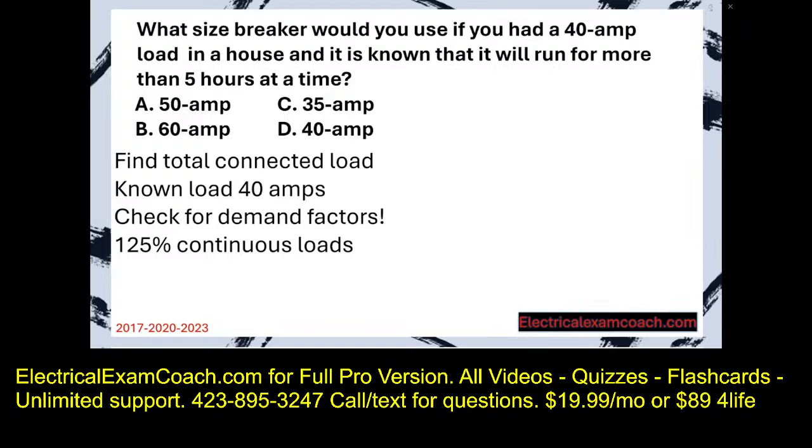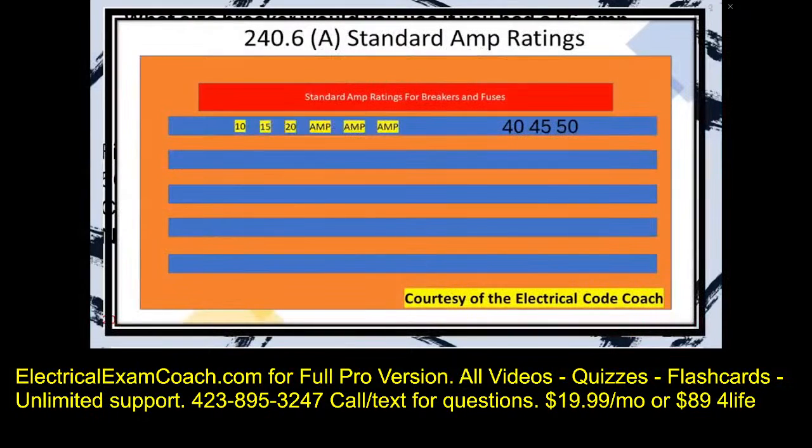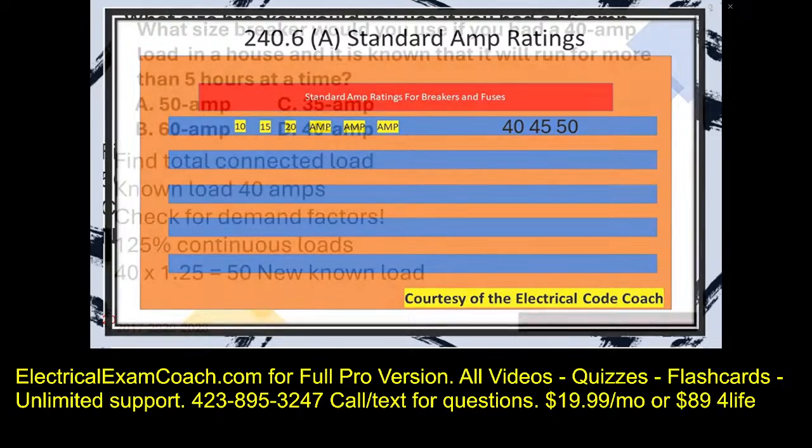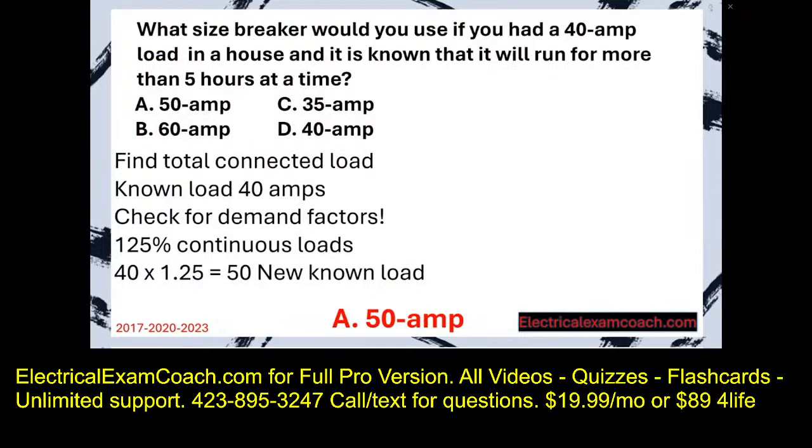It's very important to note that the test makers will put different numbers of hours to see if you're paying attention. They'll put, what if the load runs for 16 hours or 20 hours? If it's anything 3 hours or more, it's going to have that 125%. We take our known load multiplied by 1.25, and that gives us a 50 amp new known load. We head to Table 240.6(A), and we're going to land directly on a standard size breaker, which is a 50. So we come back and select A.